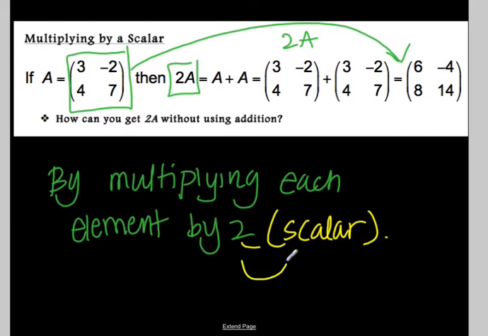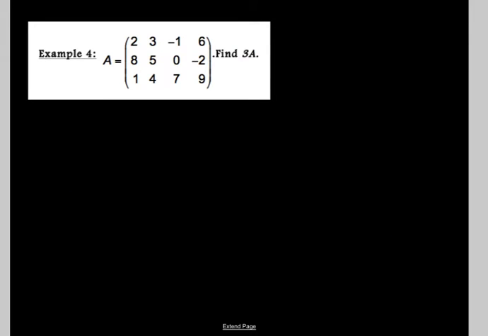That's what 2 is. All right, so let's go ahead and actually do some multiplication by a scalar in example 4. Example 4, we have matrix A. They're saying find 3a. Okay, so if I want to find 3a, all I have to do is take each number and multiply them by 3. So 2 times 3 is 6, 3 times 3 is 9, 3 times negative 1 is negative 3, 3 times 6 is 18. So there's my first row.